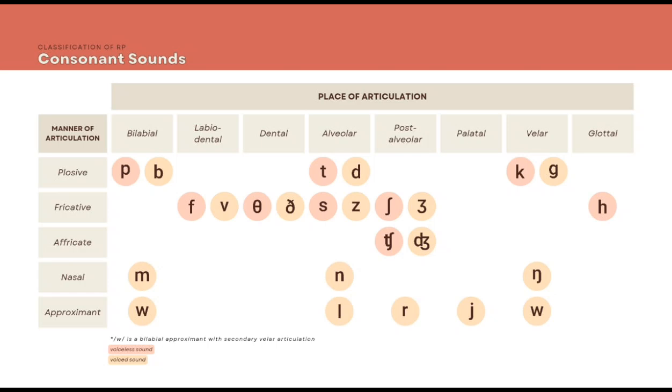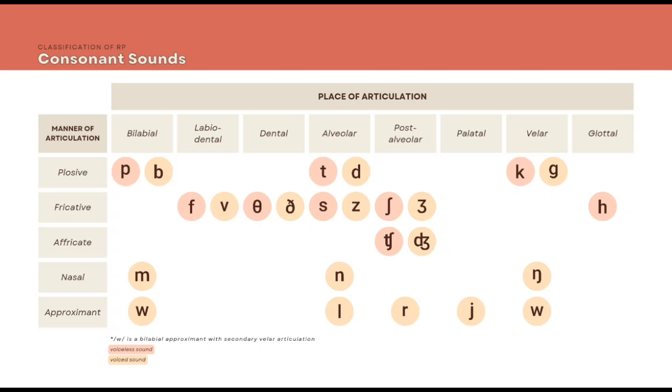B is also a bilabial plosive. Okay, then let us also look at, under that bilabial, we have M. Remember we said that M is a nasal sound. So M is a nasal sound and it's also a bilabial sound. The two lips are coming together to produce it, so it is a bilabial nasal. A bilabial nasal.